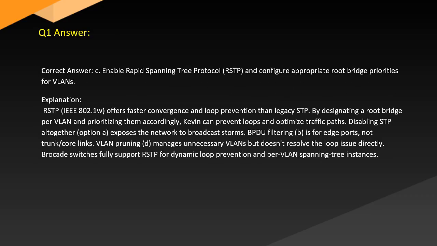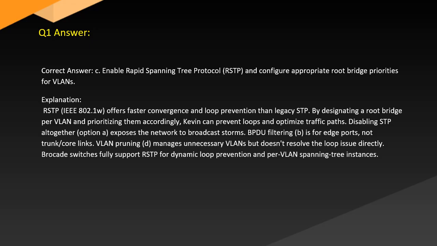Answer. Correct answer: C. Enable rapid spanning tree protocol, RSTP, and configure appropriate root bridge priorities for VLANs. Explanation: RSTP, IEEE 802.1w, offers faster convergence and loop prevention than legacy STP. By designating a root bridge per VLAN and prioritizing them accordingly, Kevin can prevent loops and optimize traffic paths.